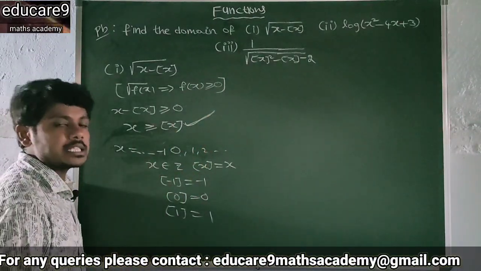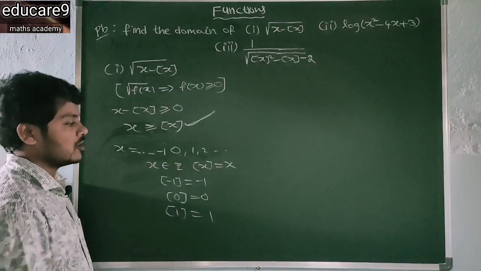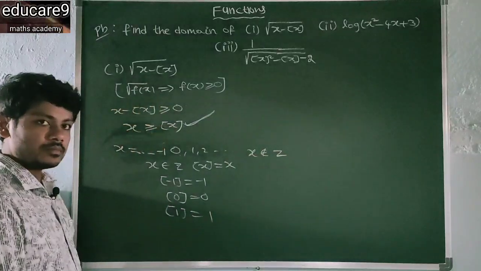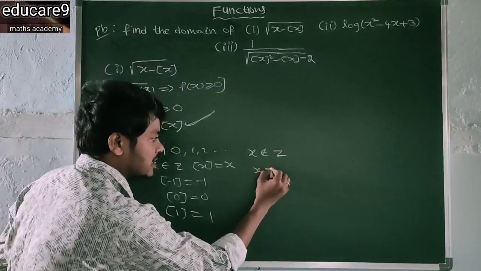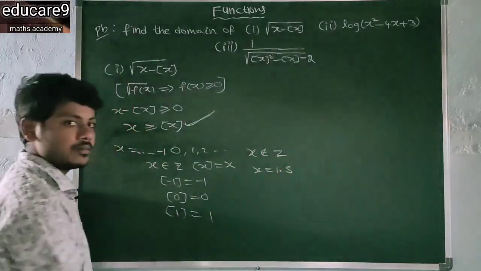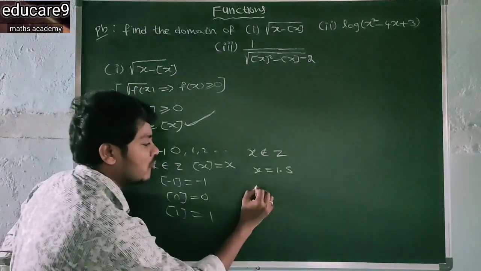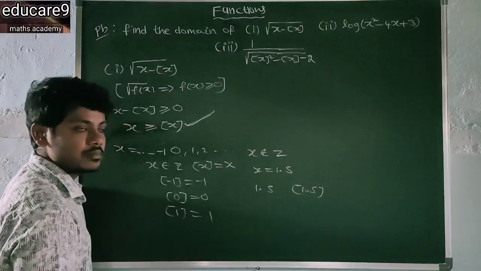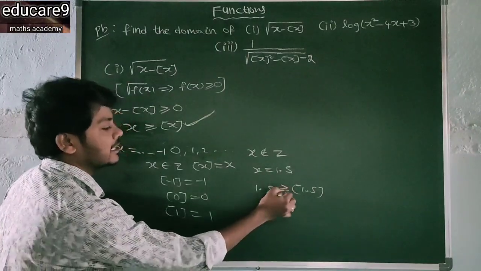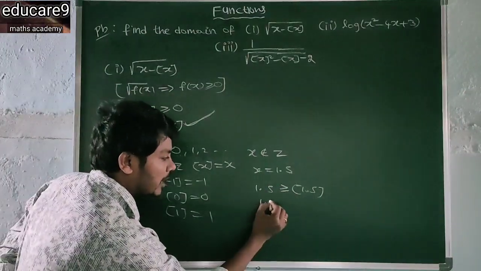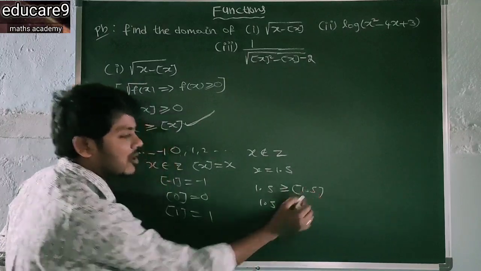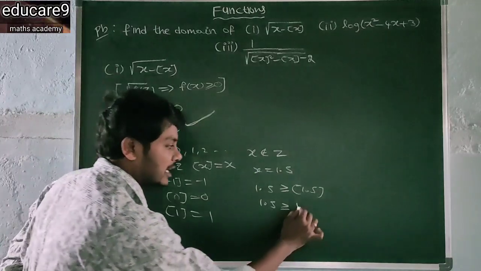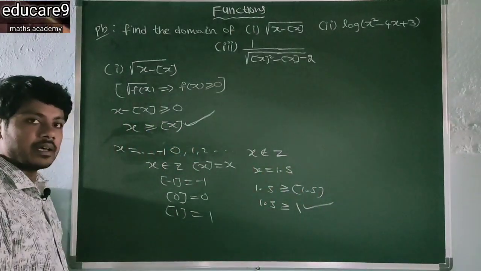And check for rational and irrational numbers. For example, x is not belongs to z. So for example, take x is equals to 1.5. Substitute here 1.5. Here step of 1.5. So here symbol is greater than or equals to. So 1.5 it is greater than or equal to, step of 1.5 is 1. So clearly it is satisfied.